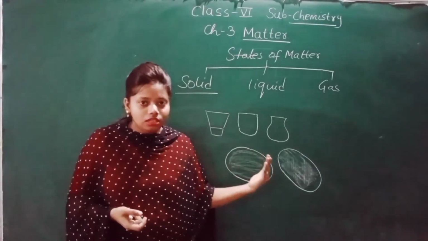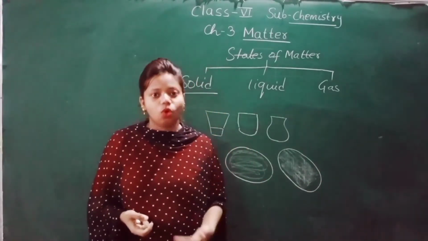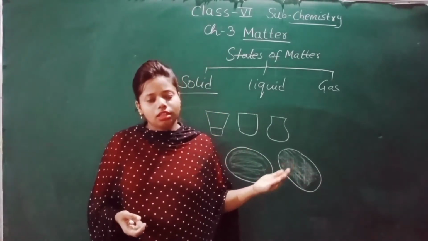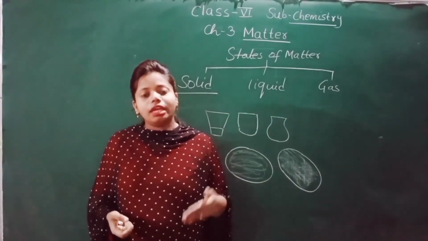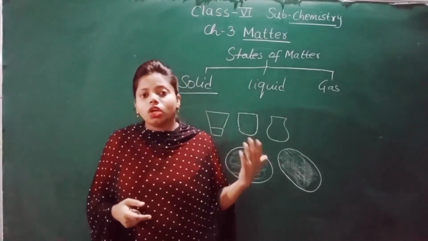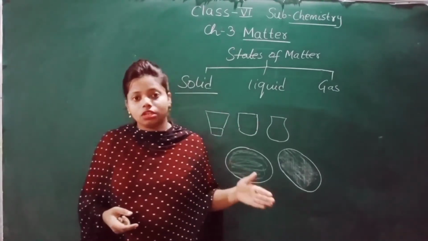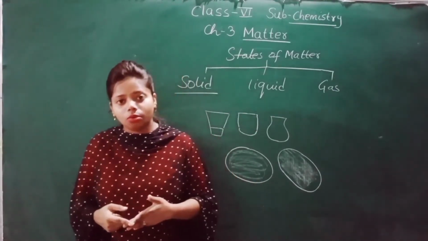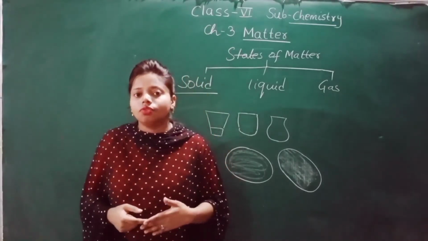Let me say it again: liquids do not have a definite shape, they have a definite volume, they can flow, and they have only one free surface. They take the shape of the container in which they are poured. We cannot cut the liquid. Can we cut the liquid like we can cut the solid? No, we cannot cut the liquid. And examples of liquids are juice, water, and all are the examples of liquid.